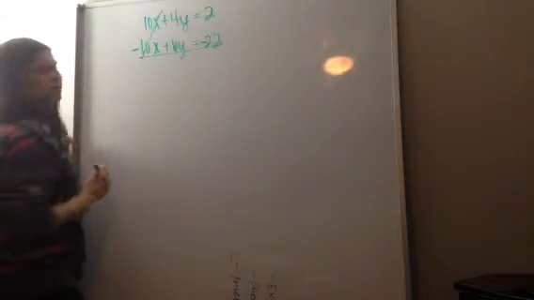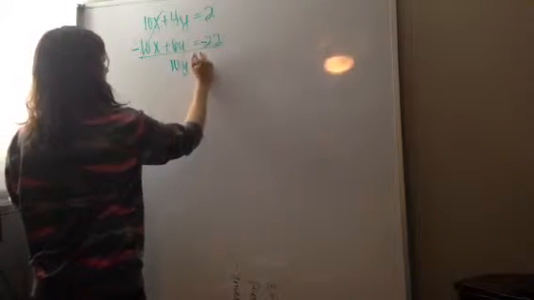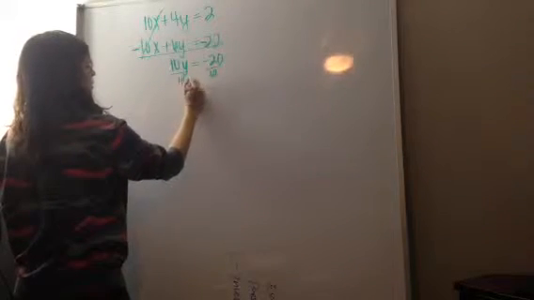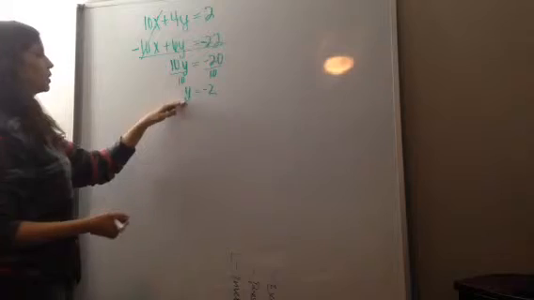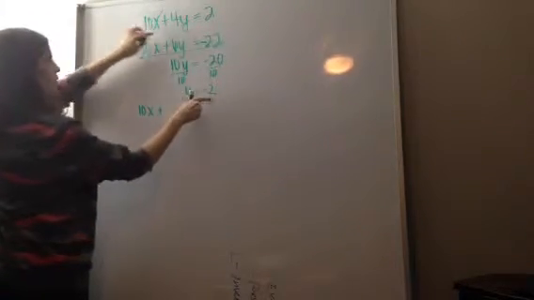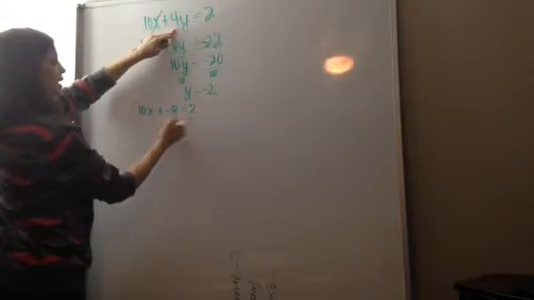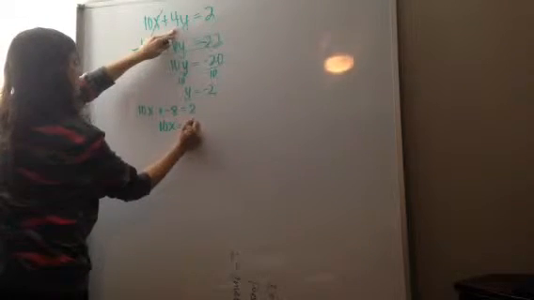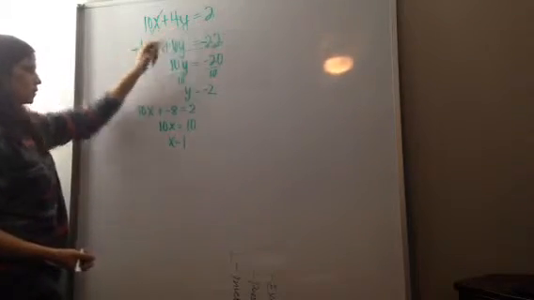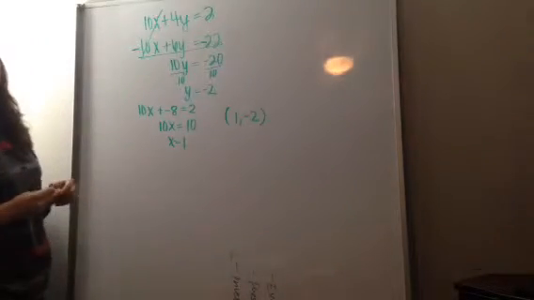Now the x's eliminate. 4 plus 6, that's going to give me 10y. That's going to give me negative 20. Divide by 10. So y equals negative 2. And then I can plug that back in for one of them. So 10x plus 4 times negative 2 is negative 8 equals 2. If I add 8 over, that gives me 10. If I divide both sides by 10, x equals 1. So then this point would be 1, negative 2.